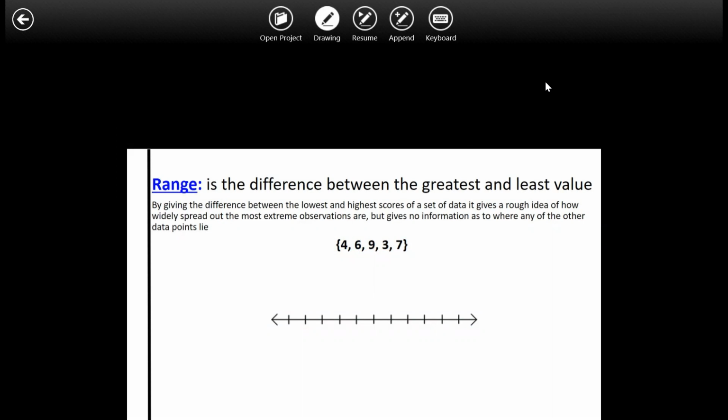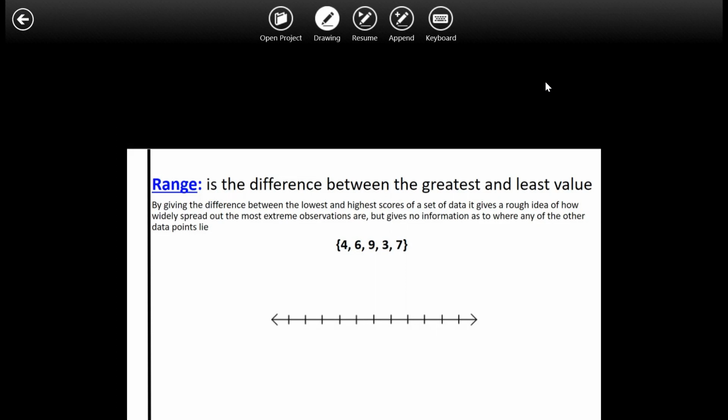But what does the range tell us in statistics? By giving the difference between the lowest and the highest score of the data set, it gives us a rough idea of how widespread the most extreme observations are. It gives no information as to where any of the other data points lie. So it only tells us where we're looking between. In this case, we're looking between 3 and 9.